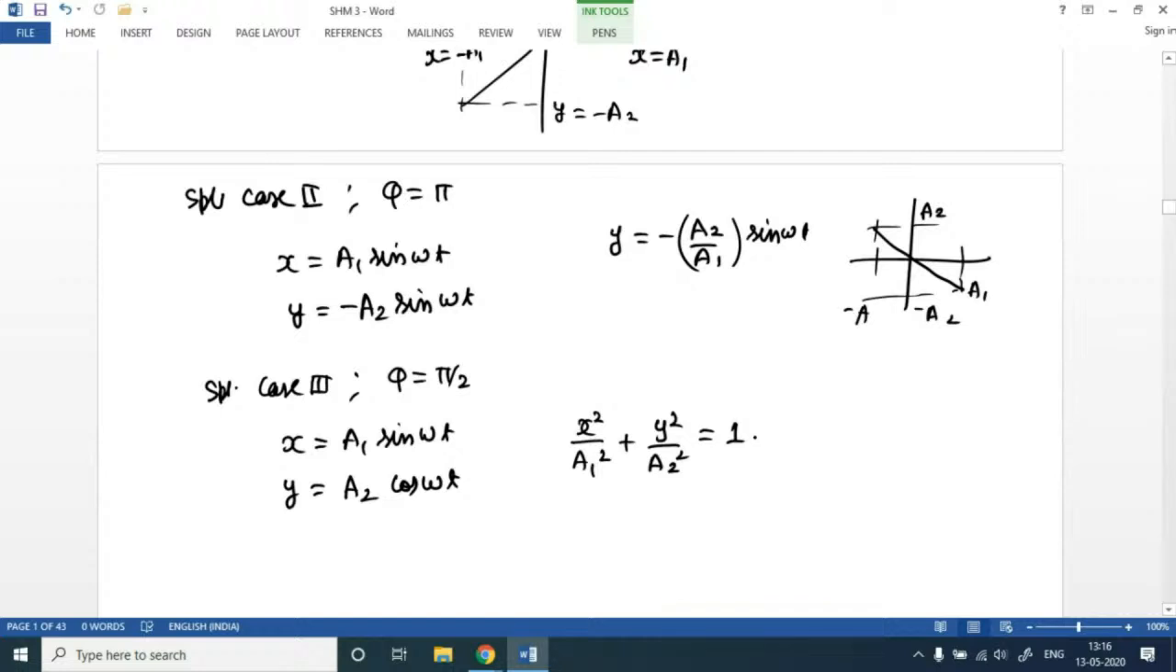So that is basically an ellipse with x-axis as major axis and y-axis as minor axis over here. So this is one of the special cases. Also you should realize if a1 is equal to a2, then this would be a circular path, okay. So these were some cases of combined composition of SHM, okay.